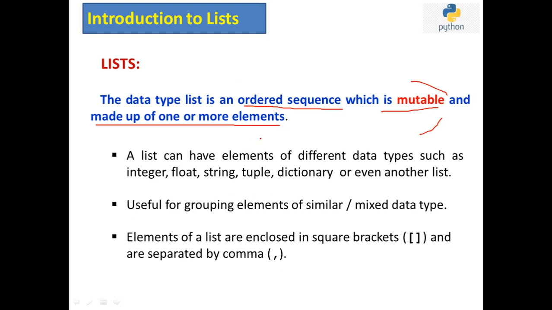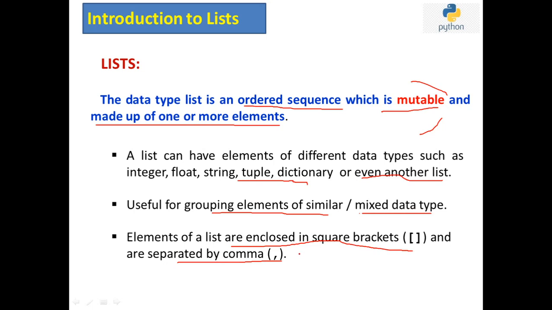A list can have elements of different data types such as integer, float, string, tuple, dictionary, or even a list. Another list can be a member of a list. It is useful for grouping elements of similar or mixed data type. List elements are enclosed in square brackets and separated by commas.